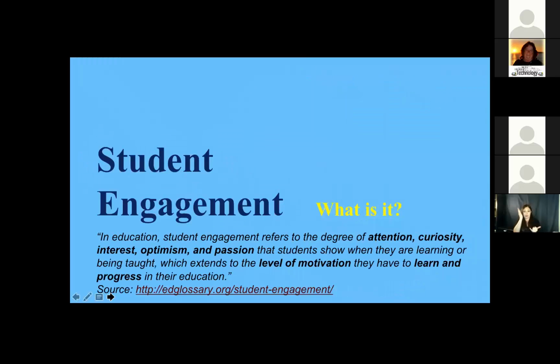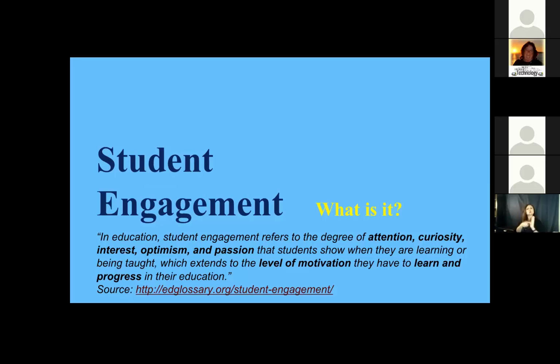So I went and I was trying to find a definition, different definitions for student engagement, because we all view engagement in a different way. So I found this one, and the reason I chose this one is because I see some keywords in here that you guys mentioned earlier. So this one talks about student engagement referring to the degree of attention, curiosity, interest, optimism, passion, level of motivation, learning, and progress. And those are all the things that we look for when we're designing a lesson.